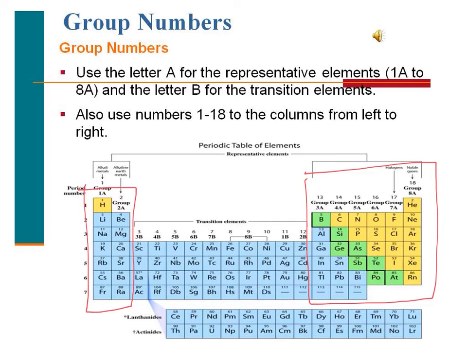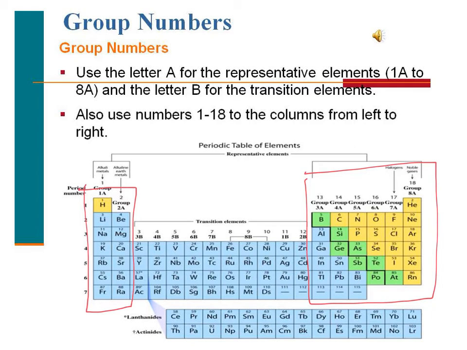These representative groups are numbered, again, left to right, 1 through 8, with the letter A. So it would be 1A, 2A, 3A, 4A, 5A, 6A, 7A, 8A. And that's how we identify those representative group elements.